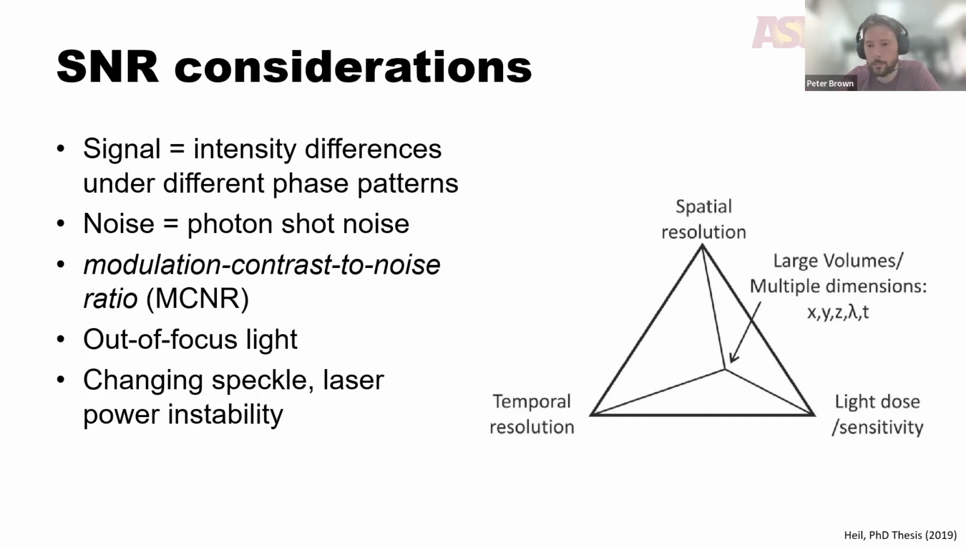Of course, in SIM, we have the usual trade-offs that are common to all fluorescence modalities, where we have to think carefully about what we want to achieve, because if we use a higher light dose to increase our signal to noise ratio, this can reduce, for example, the temporal resolution or the volume of the sample that we can scan, because increasing the light dose will lead to more photobleaching and phototoxicity.